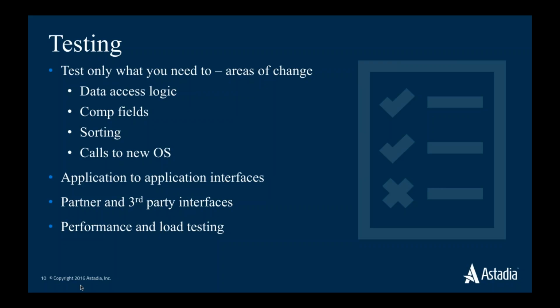You'll also want to remember to test your application-to-application interfaces. These next three things can sometimes get lost in the shuffle. So you will be interfacing with applications with some of the modified codes, so you'll need to test those. And also any partner or third-party interfaces, like maybe bank transfers or other types of financial transactions to a third-party entity or other business partner.